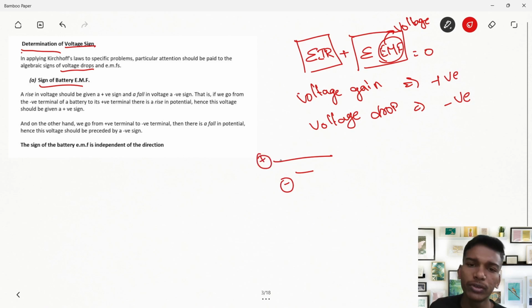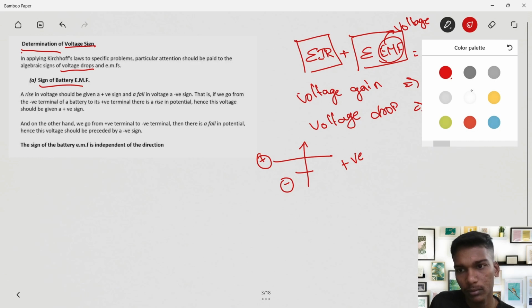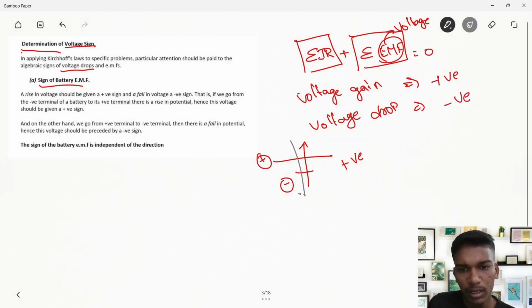In batteries, we use these notations. If you go from the negative terminal of the battery to the positive terminal, then it is a rising potential. If you're going like this, it's a rising potential, then we will take plus. If you're coming in the opposite direction, we will take negative. Okay, right?